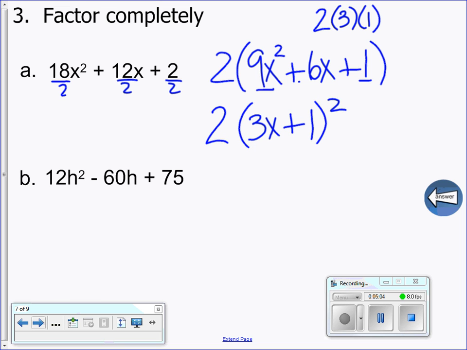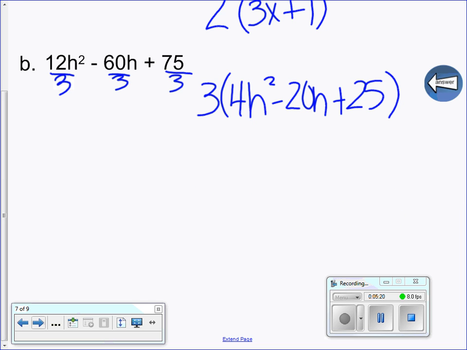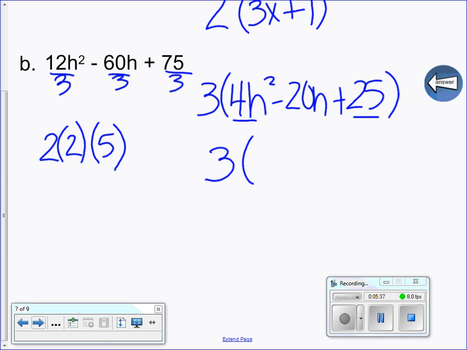All right, second one. Looking at this, I see a GCF of 3. So I'm going to factor out a 3 from all of them. That gets me 3 times 4h squared minus 20h plus 25. Is it a perfect square trinomial? Perfect square, yes. Perfect square, yes. Center term, 2 times the square root of 4, which is 2, times the square root of 25, which is 5. 2 times 2 is 4 times 5 is 20. So 3, 2h, over here I get my 5, and from here I get minus, and it's squared.